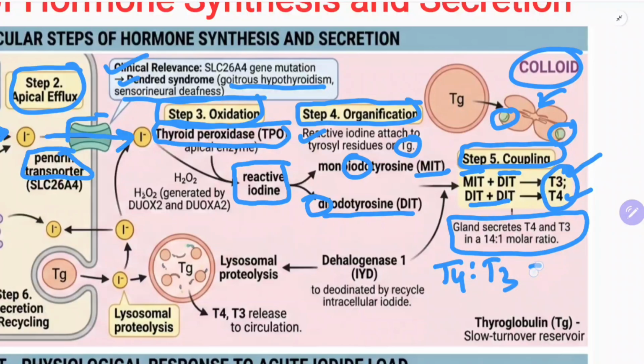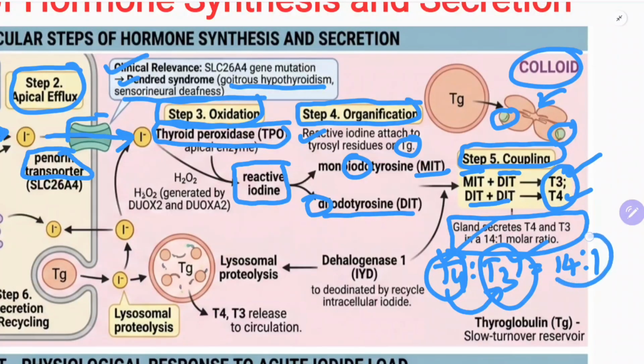T4:T3 is equal to 14:1, meaning T4 is more than T3. And remember, T3 is the active form, whereas T4 is not the active form. So in the peripheral tissues, T4 is converted into T3, and T3 will act on the target cells. Now in this 14:1 ratio, these T3 and T4 are released into the circulation.